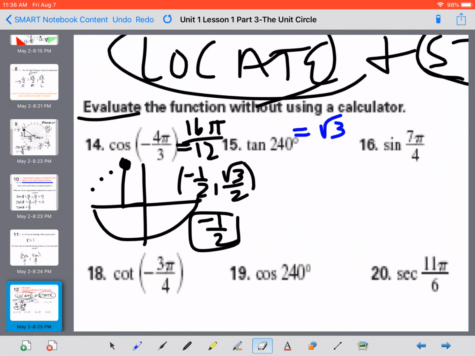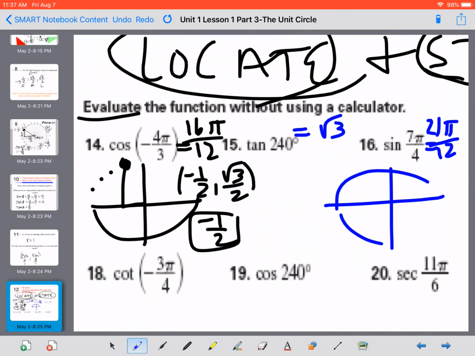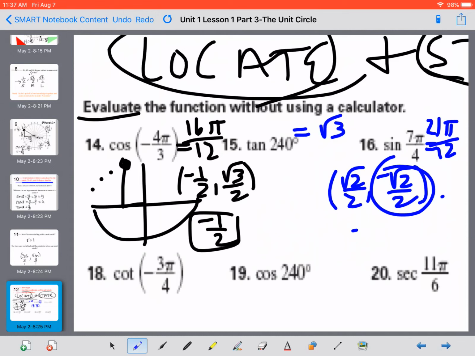The sine of 7 pi over 4. Locate and state. Locate the angle. If you don't know where 7 pi over 4 is, convert it to twelfths. 4 times 3 is 12, so 7 times 3 is 21 pi over 12. Well, this gives me to 12 pi, this gives me to 18 pi, 19, 20, 21. Since that is the middle point, it's going to be the same, so that means that coordinate is going to be located at root 2 over 2, negative root 2 over 2. The sine is the y coordinate, so this exact value is negative root 2 over 2.